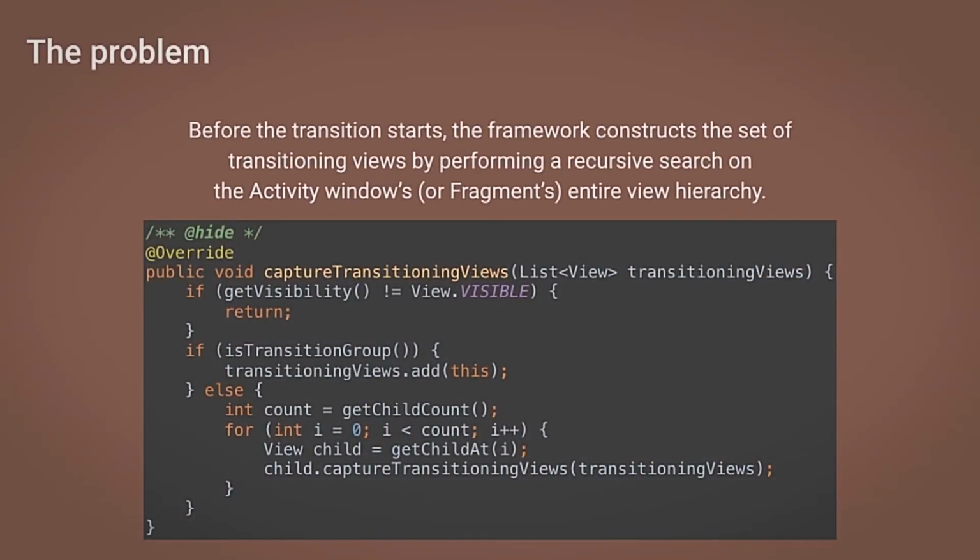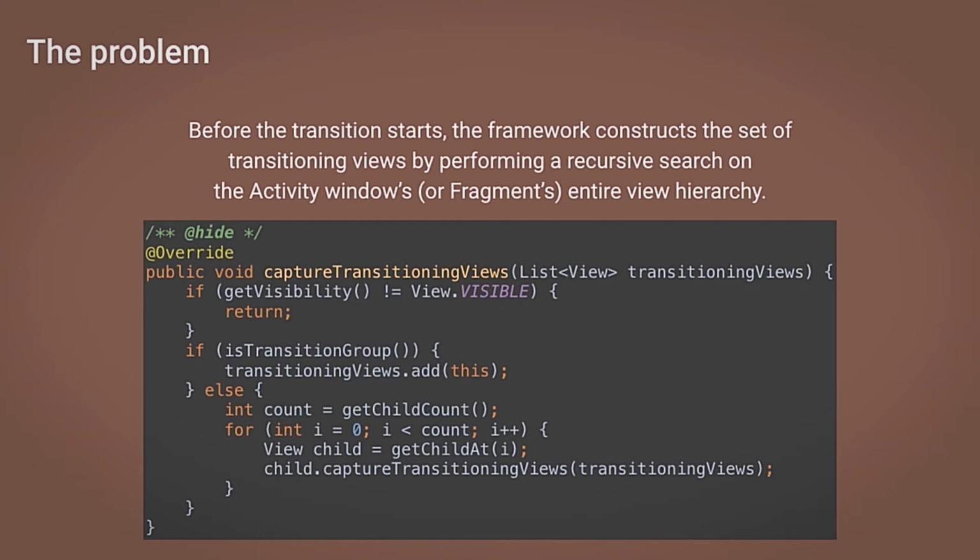So before a transition starts, the framework constructs the set of transitioning views. Basically, it goes through the hierarchy of my interface, view by view from my root layout, and it takes a look. Should I animate it? Does it have an animated transition? Is it visible? Is it a transition group? Looking at this code from the source code of activity transition, it looks like my views need to be a transition group, so they can animate using activity transitions.